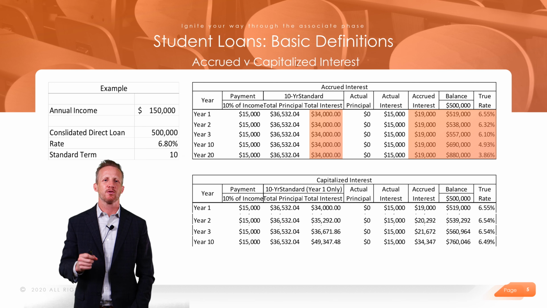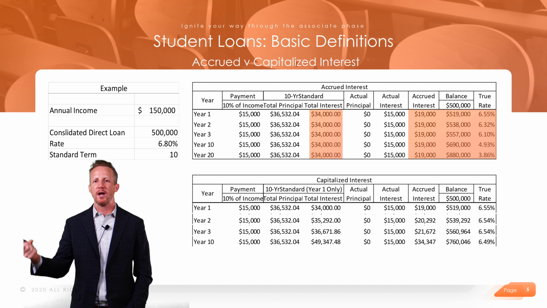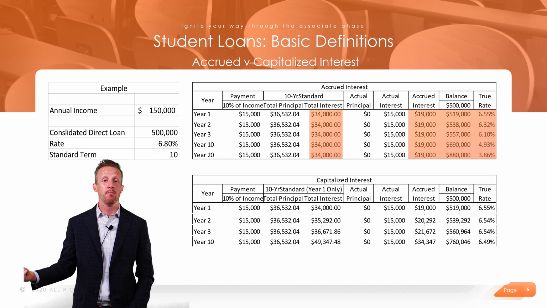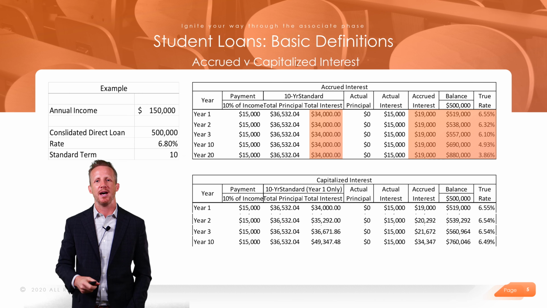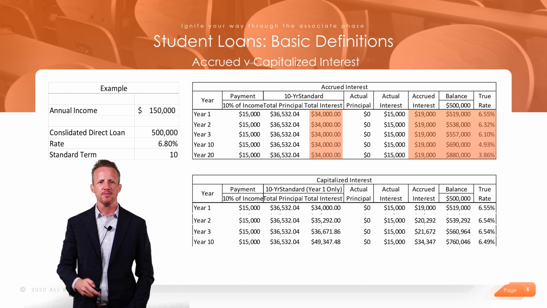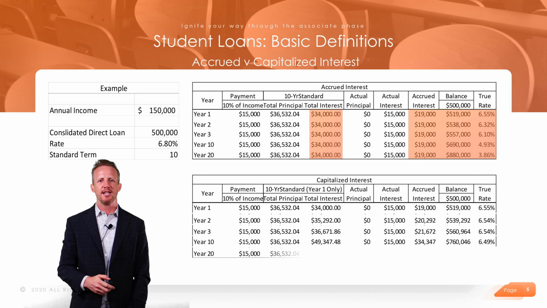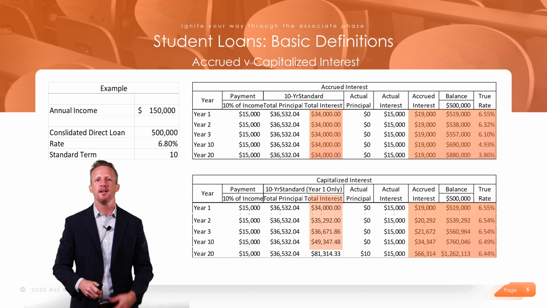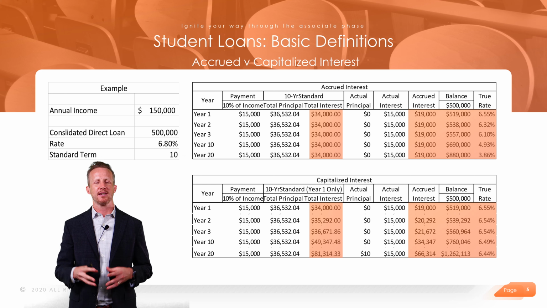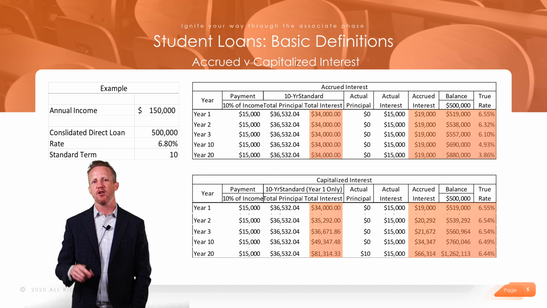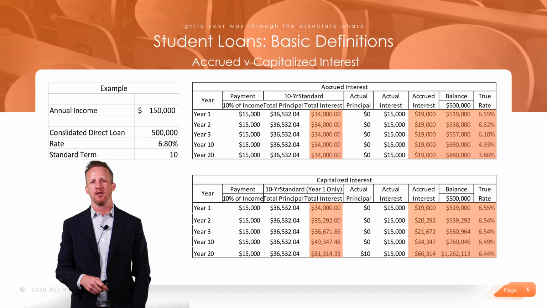Why? Because the interest rate really doesn't change. The interest rate is being applied to your running balance every year. Under the model up above, the accrued interest rate is always applied to that beginning balance of $500,000. So we skip all the way forward to year number 20, and in year 20, you're still making $150,000. You still paid $15,000.